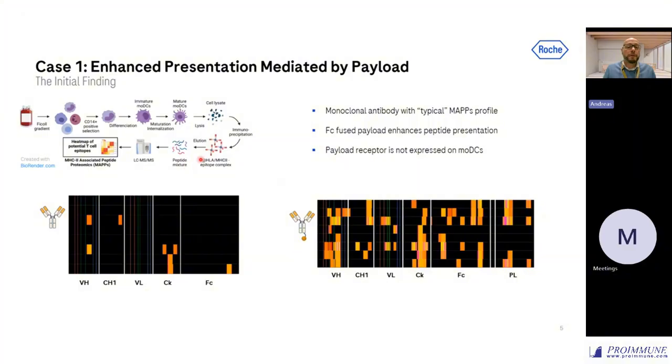Those peptide mixes will then be analyzed by LC mass spec. And this basically tells which peptides have been bound to the class 2. And we like to visualize this in heat maps. So here's a classical heat map of an IgG1 molecule. Each line basically represents one donor. So we normally run it with 10 donors.